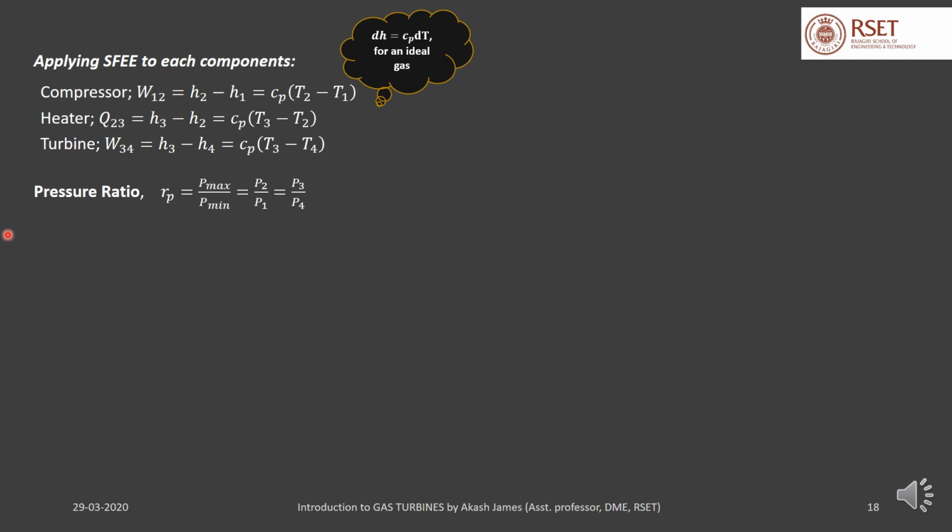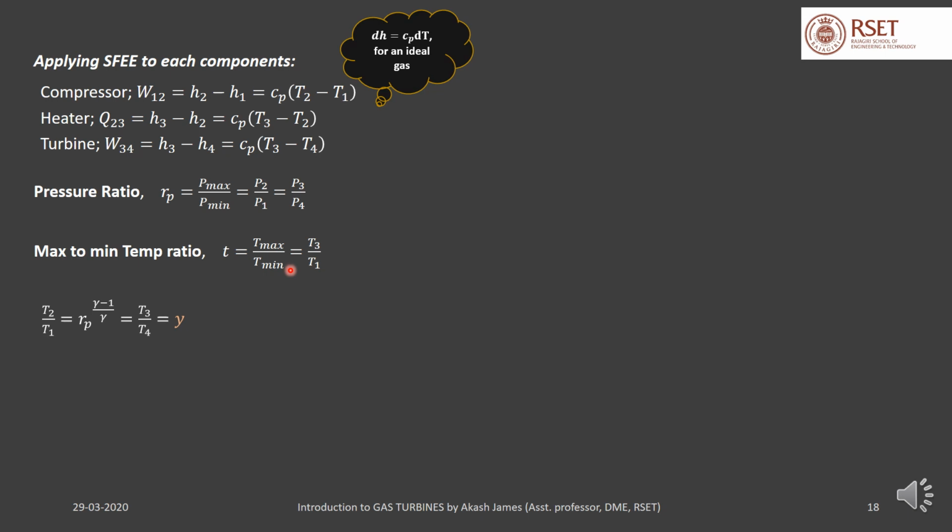We define the pressure ratio Rp as the ratio of maximum to minimum pressure, and if you refer back to the TS and PV diagrams of a simple Brayton cycle, you can see that P2 and P3 are equal to the maximum pressure and P1 and P4 are equal to the minimum pressure. We define another term, the maximum to minimum temperature ratio, small t. It is equal to T3 over T1, because T3 is the maximum temperature in the cycle and T1 is the minimum temperature in the cycle. This can be easily seen in the TS diagram of the Brayton cycle.